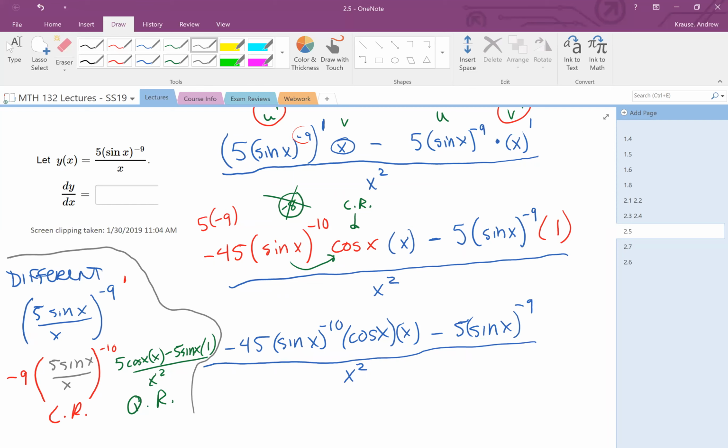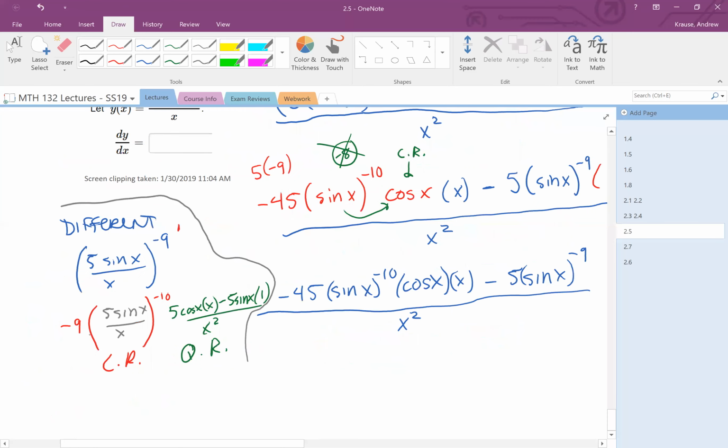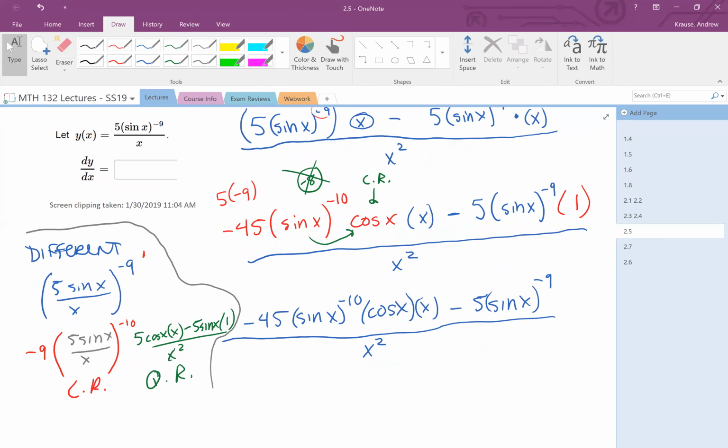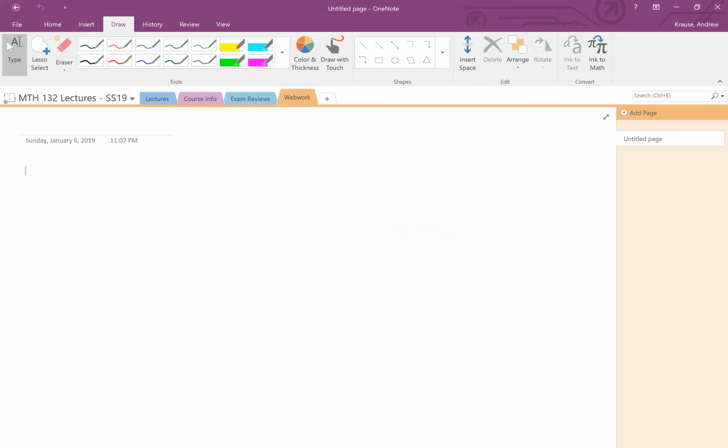WeBWorK 2.3, number 9. Let's take a look at that one. This is a tricky one. This is actually one that is on the recitation notes, but I'm going to go ahead and grab this one out of WeBWorK really quickly. I'm going to switch to the WeBWorK tab here so that we can put this on the WeBWorK tab for people.